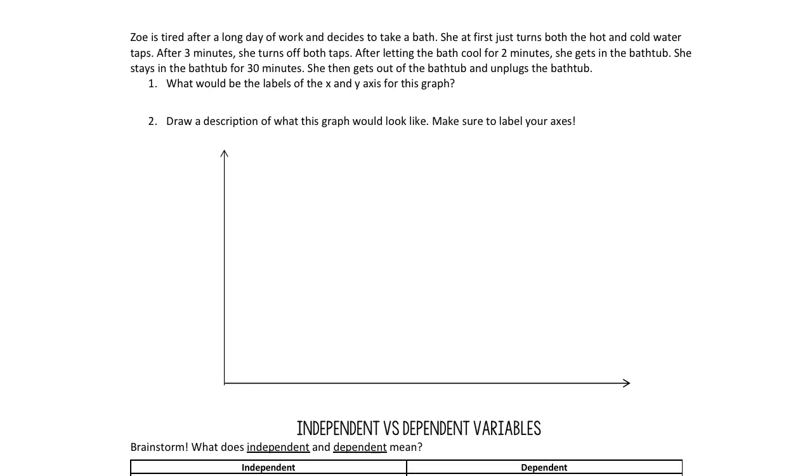Our first thing to figure out is what we should label our x and y axis. What is driving the change? Obviously, she's taking a bath. The x-axis often represents the time. The y-axis, on the other hand, as time goes on, what is changing in the bathtub? You should recognize that the height of the water is changing, so let's label that.